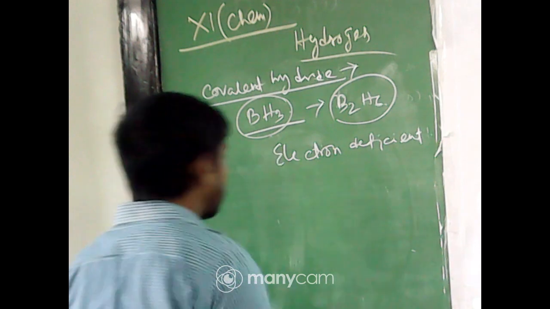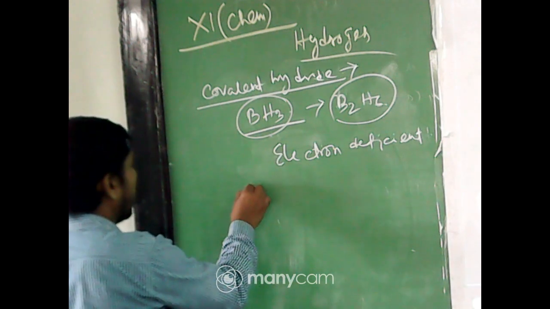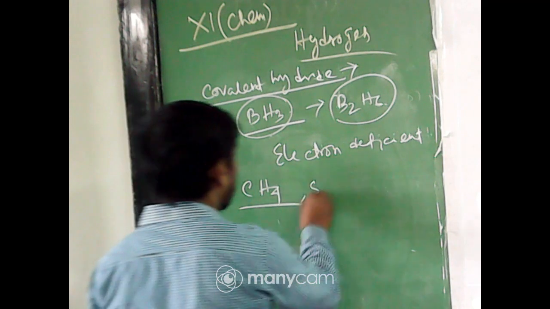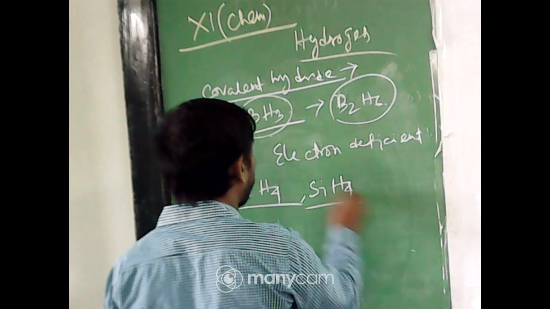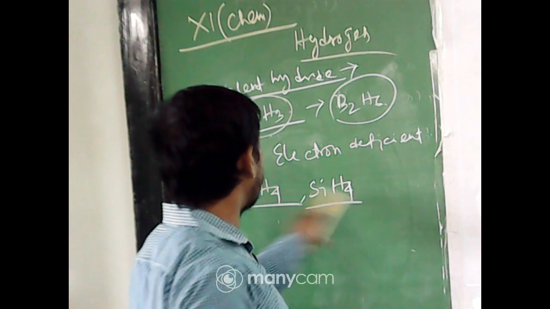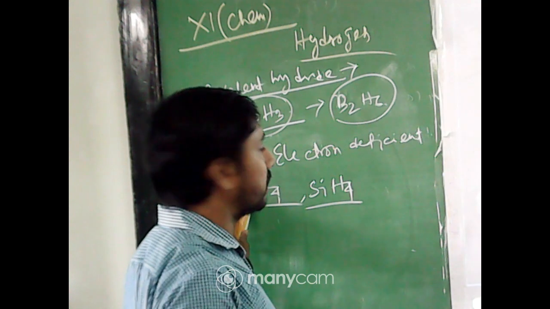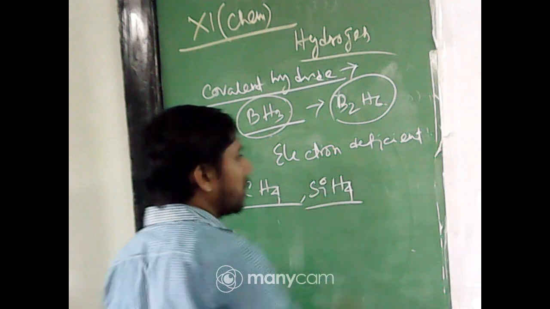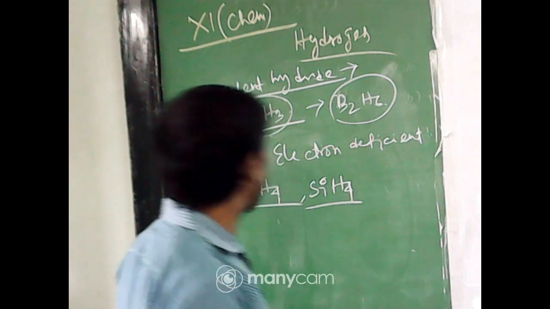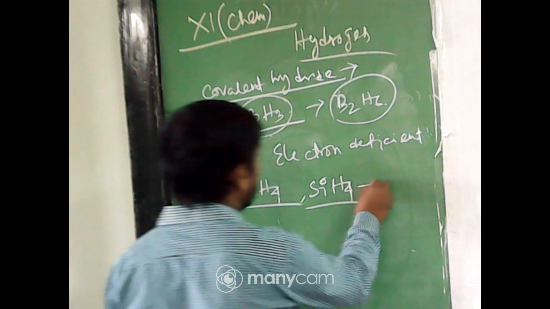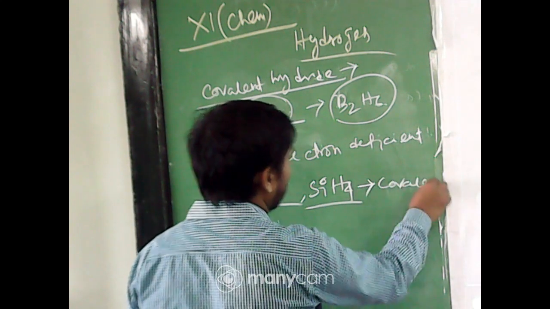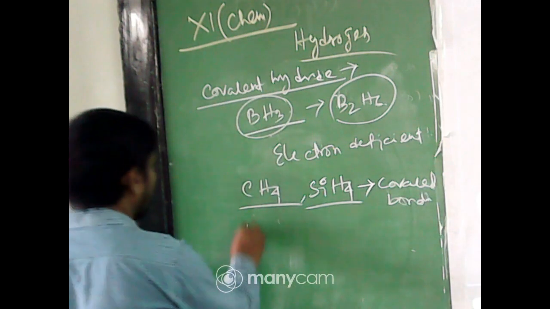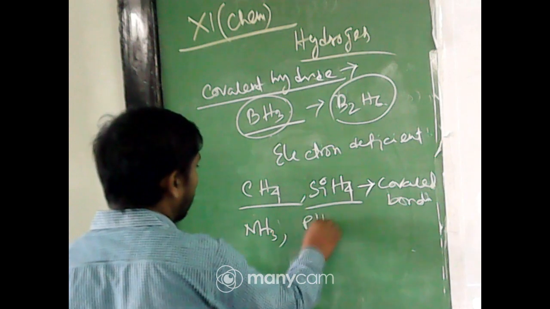Next is group 14: CH4, SiH4. These are group 14 hydrides; the general names are methane and silane. These are the hydrides of group 14 elements, and they are generally formed by covalent bonding. Next, group 15: NH3, PH3.